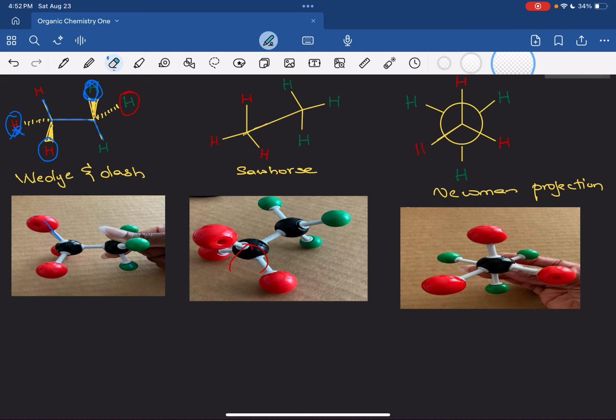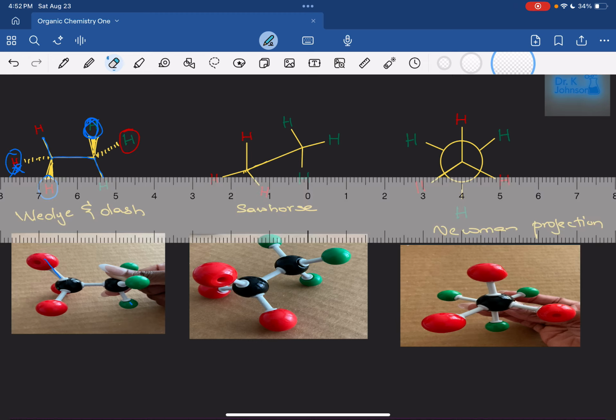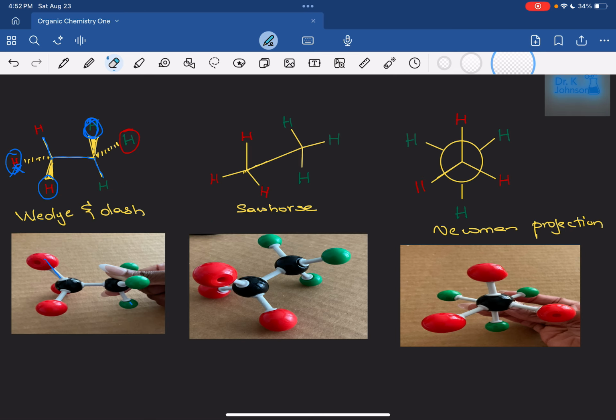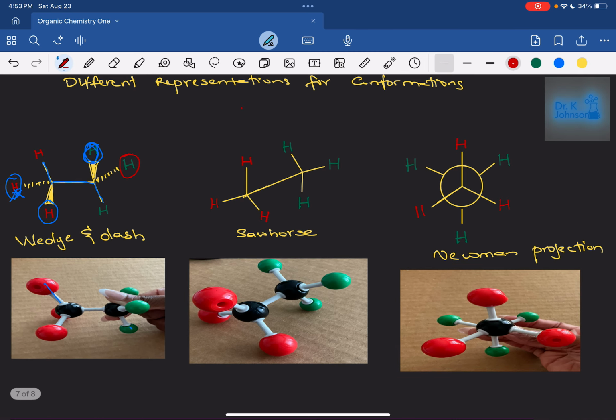All right, now, so that's solid. That's your wedge and dash line explained. Let's look at your sawhorse, right? So this is your sawhorse. This is our sawhorse representation, and all of these representations represent ethane. The examples I'm using here are all ethane. The red bond, the red hydrogens, green hydrogens, it doesn't matter. I'm looking at ethane. Okay.